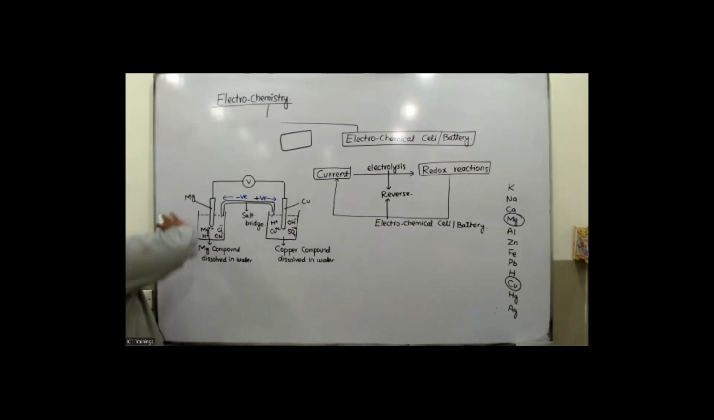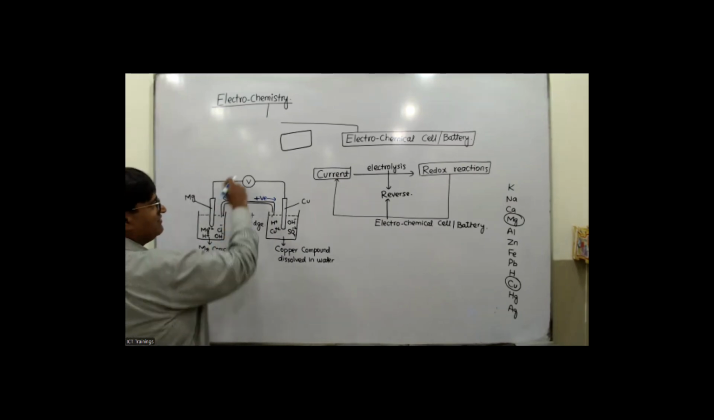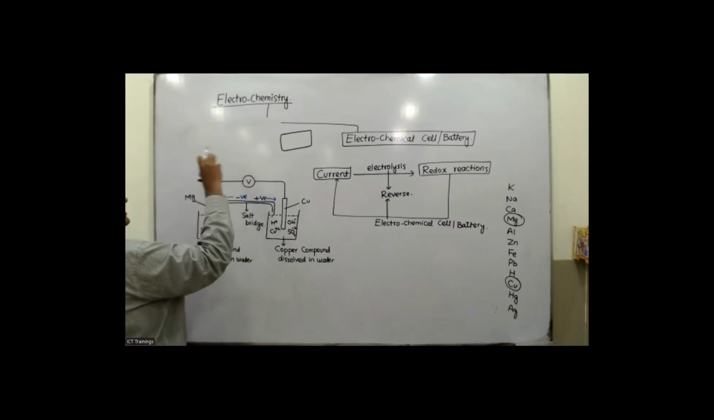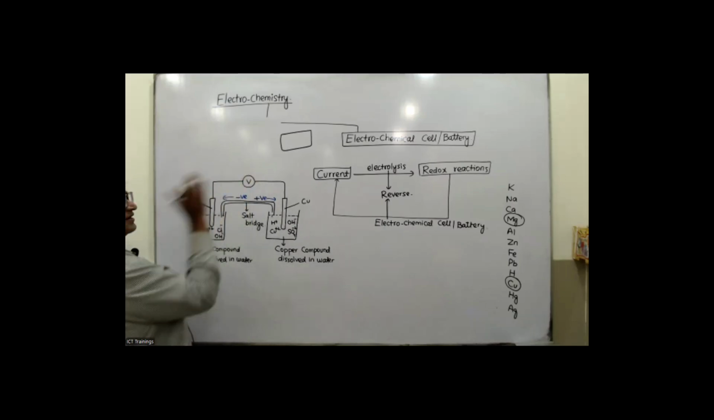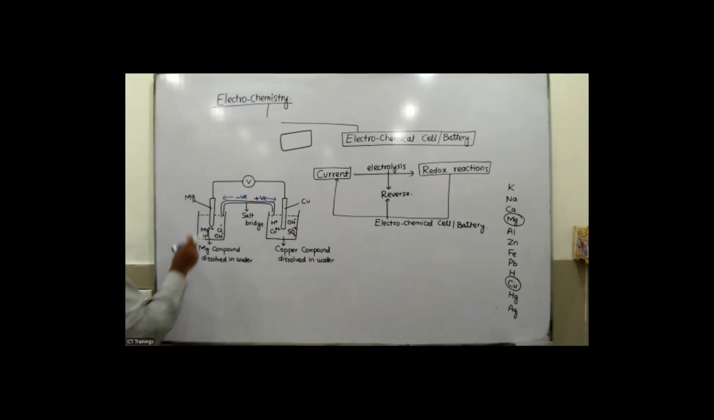Okay, now this battery is ready, my dear. It will start producing the current and will give you the voltage. And if you put a bulb in it, the bulb will light up. Now, what should you keep in mind? Magnesium and copper. Which metal is more reactive? Magnesium. So magnesium is more reactive.